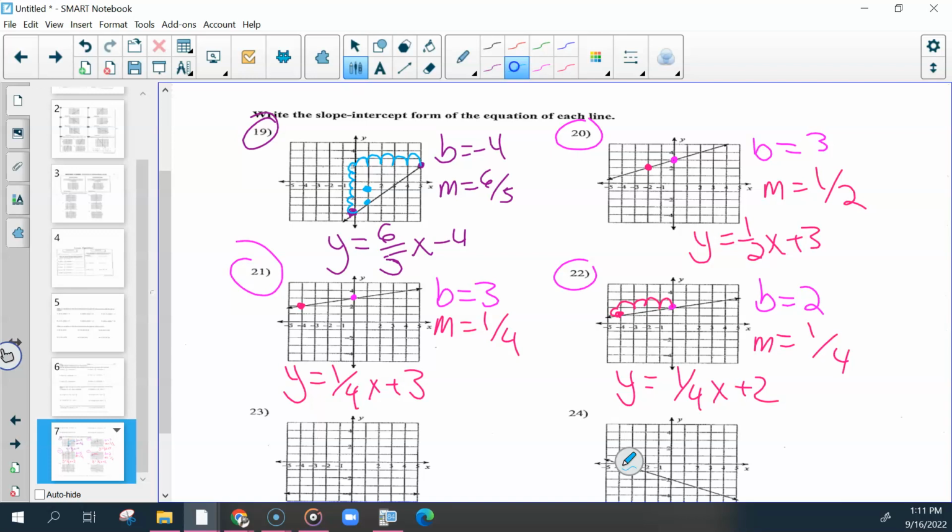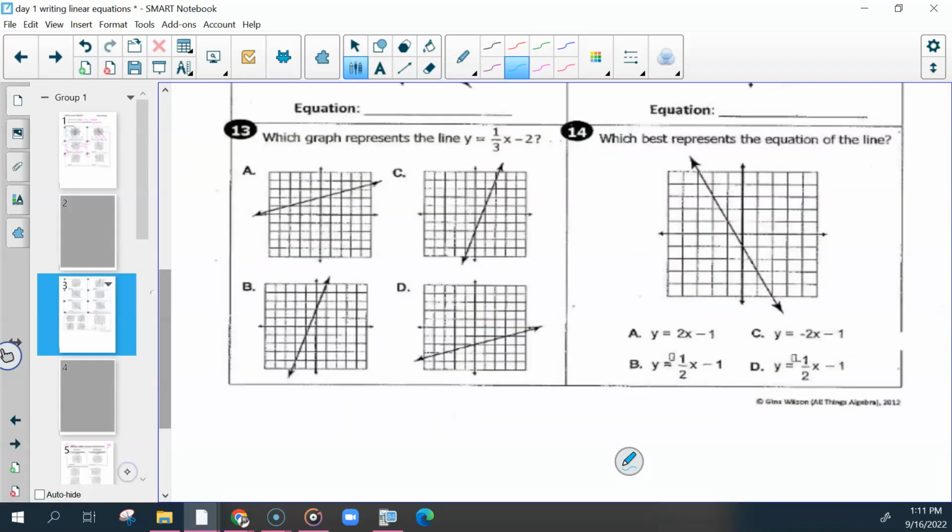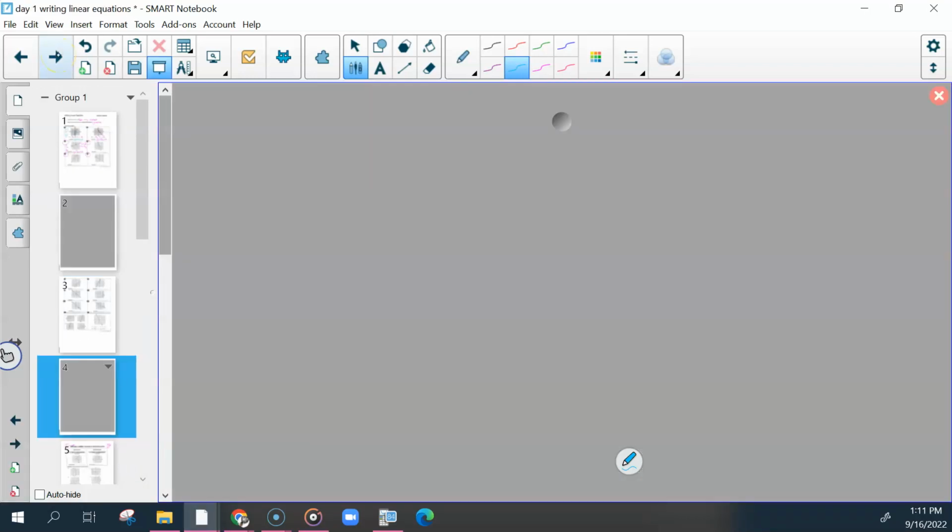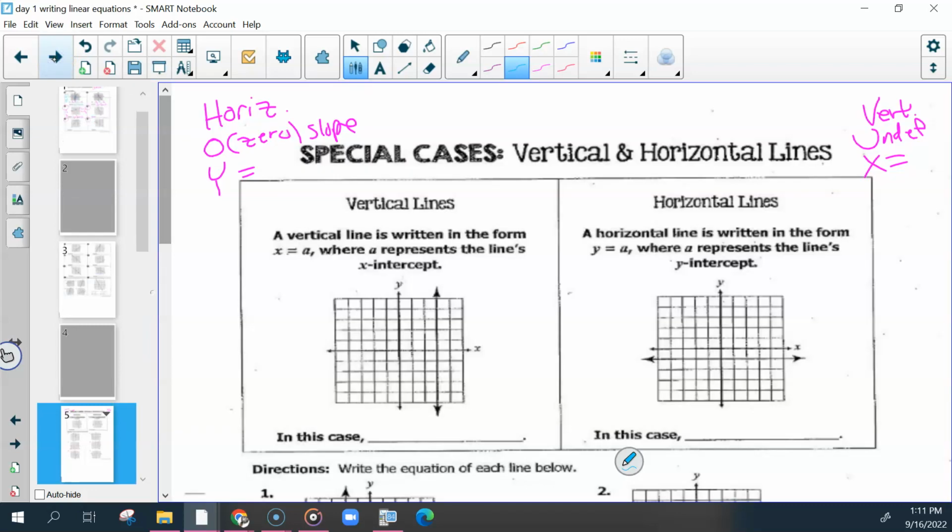Okay, go back to write this at the top of this. Horizontal lines have 0 slope and are y equals. Vertical lines have undefined slope and are x equals.